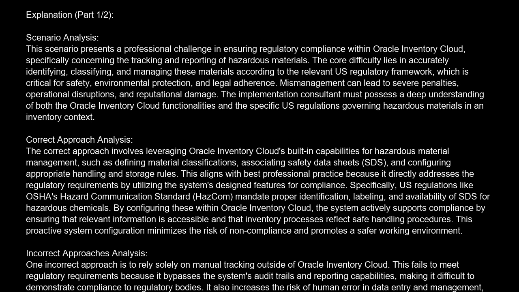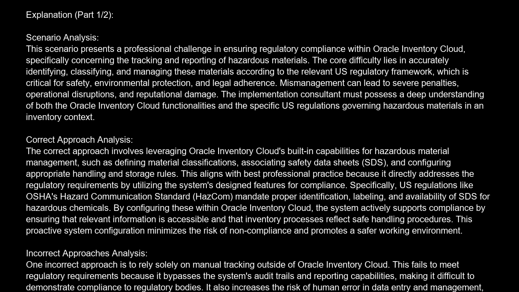The correct answer is C. Configure Oracle Inventory Cloud to classify hazardous materials, link safety data sheets (SDS) to relevant items, and establish appropriate handling and storage rules within the system to align with OSHA HAZCOM mandates.